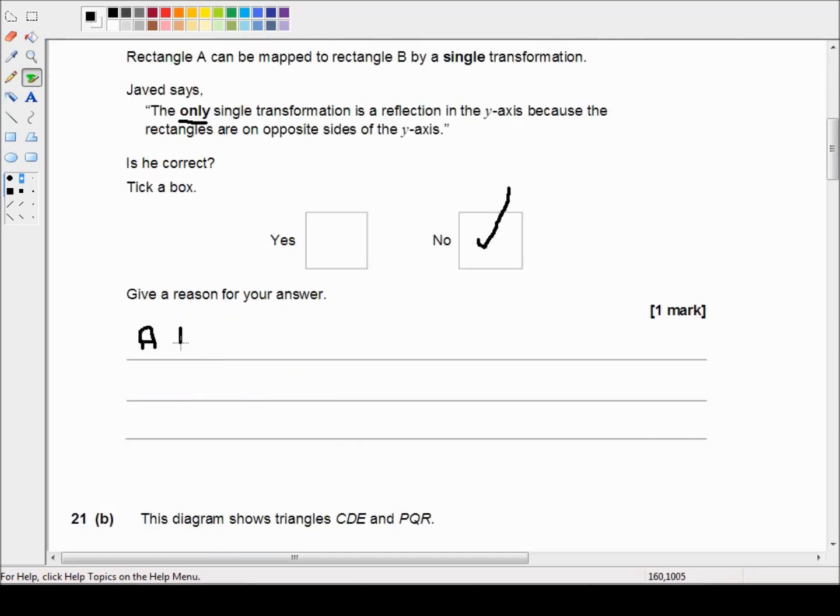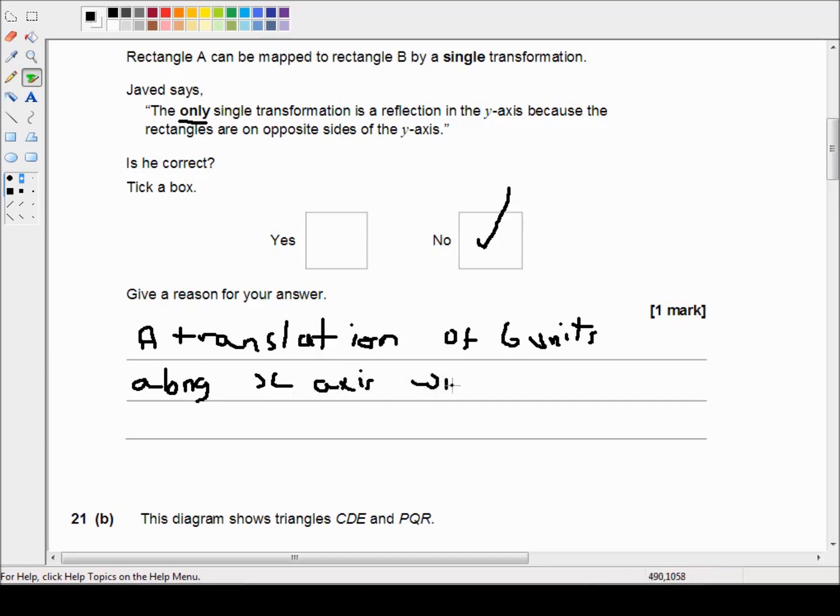A translation of 6 units along the x-axis will also work.